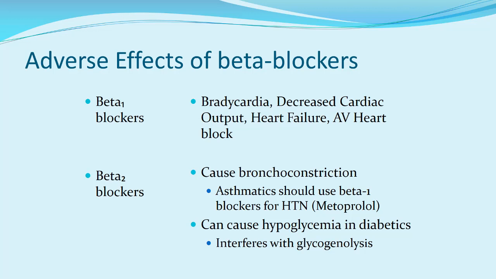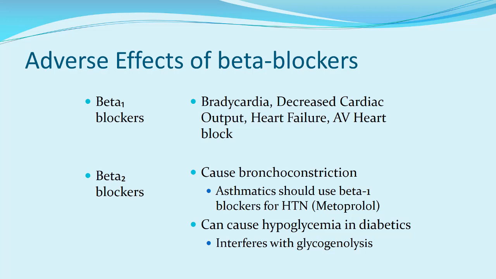And we will move on and talk about some of the adverse effects of beta-1 blockers. These would include bradycardia, decreased cardiac output, heart failure, and AV heart block. Beta-2 blockers can cause bronchoconstriction. So clients that are asthmatic and are taking a beta-2 agonist should not take a beta-2 blocker, because a beta-2 blocker will counteract the effects of albuterol. Instead, asthmatics should use a beta-1 blocker like metoprolol.